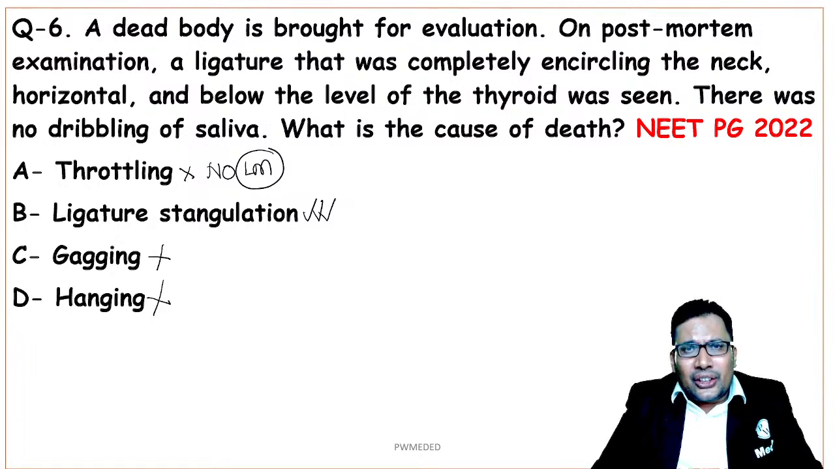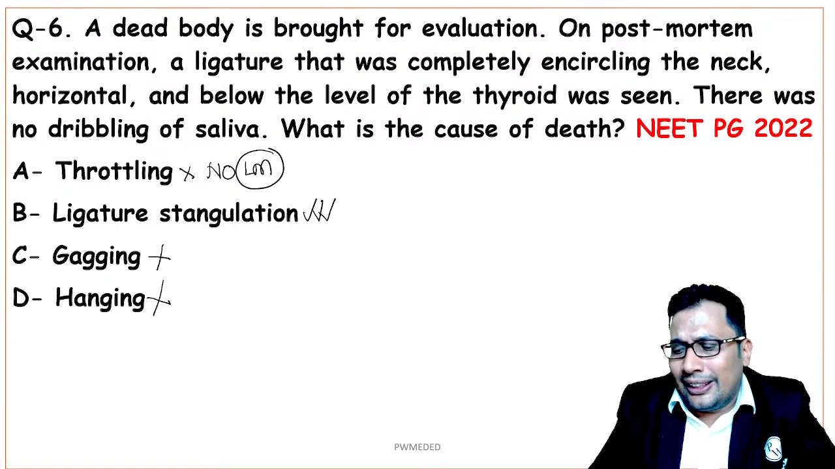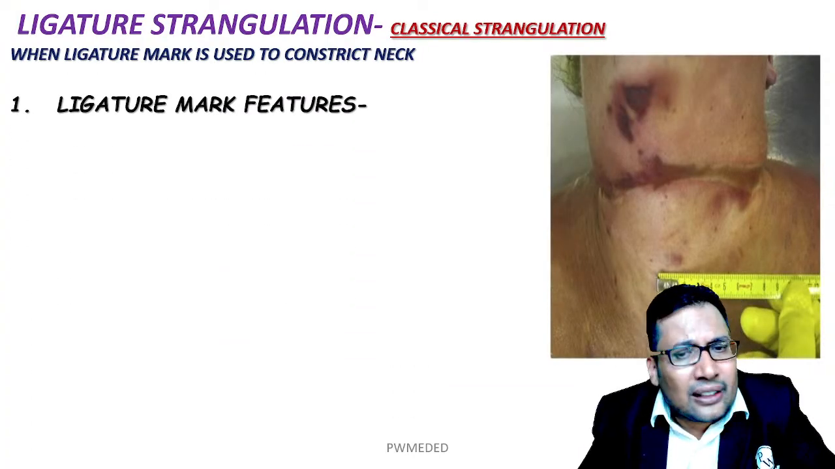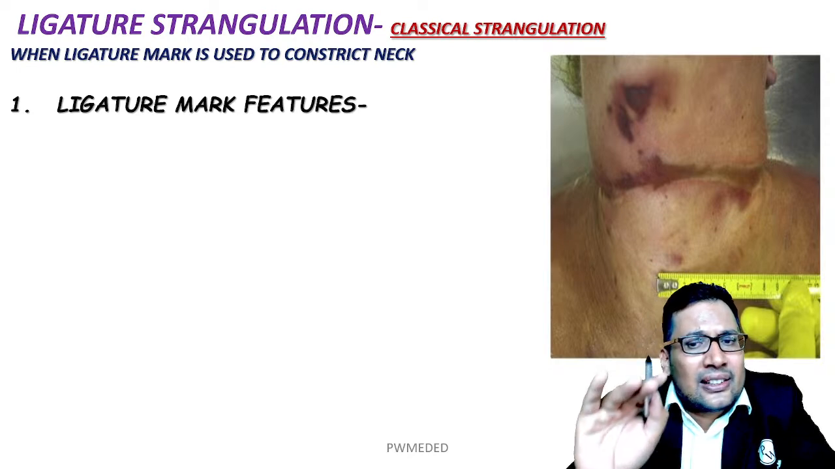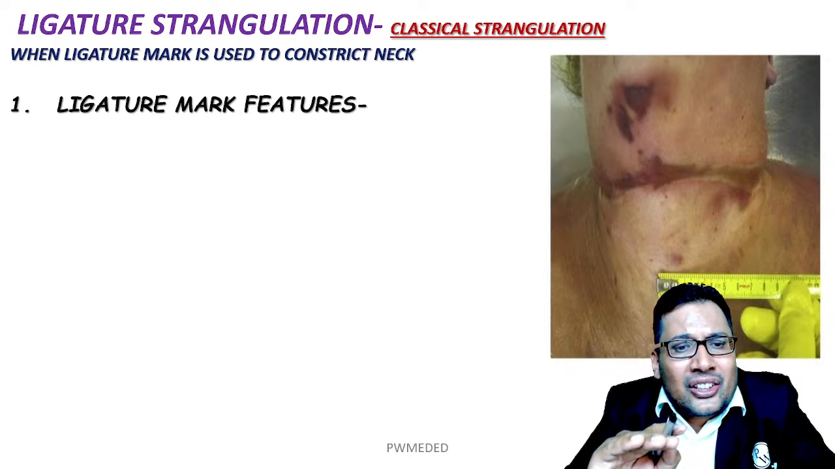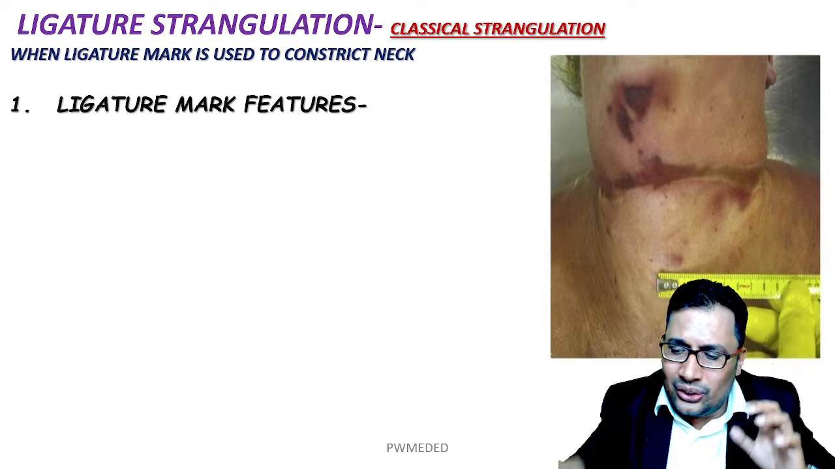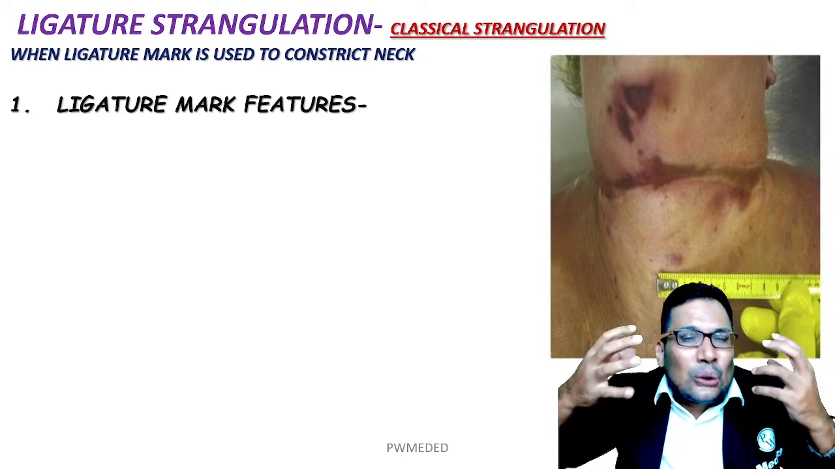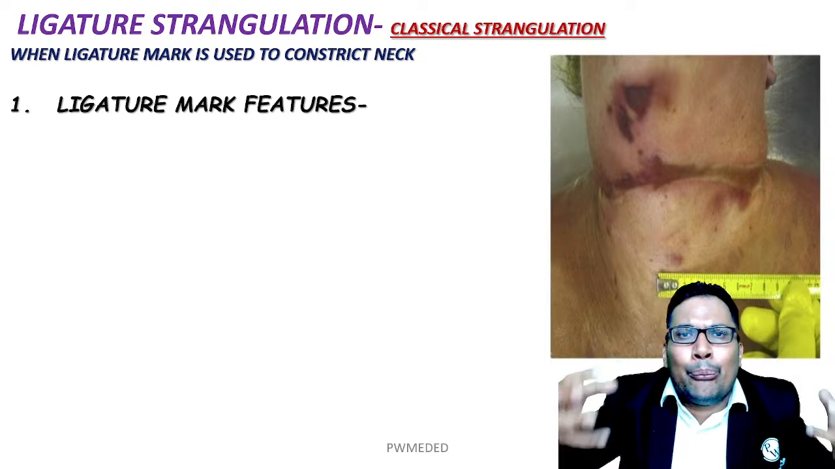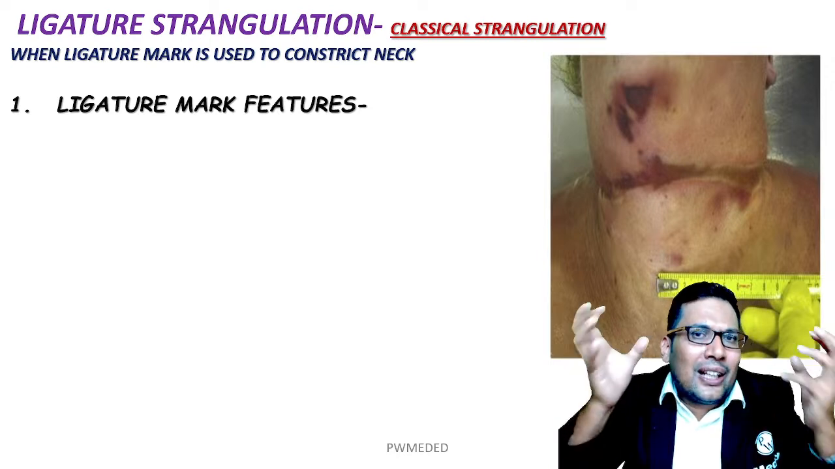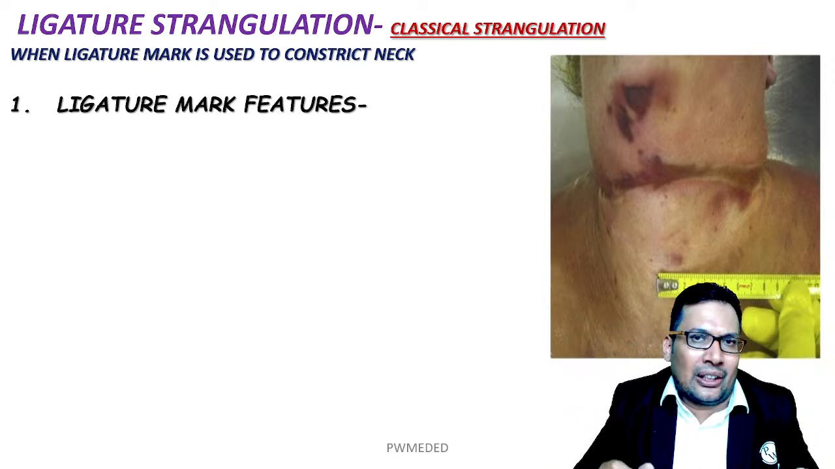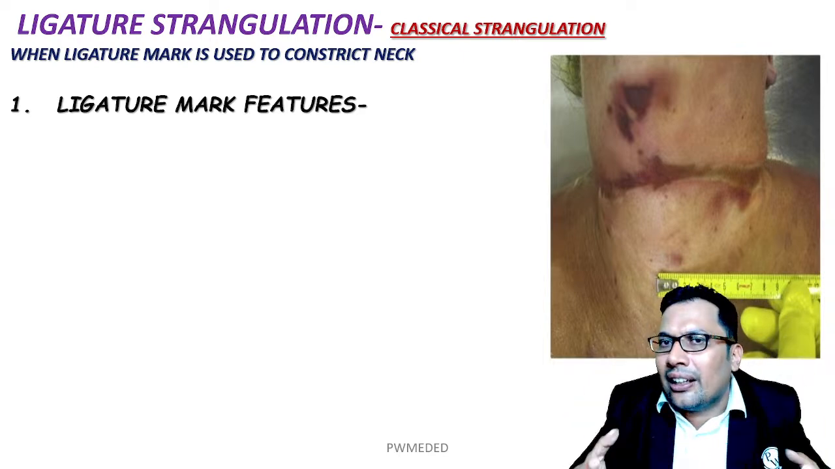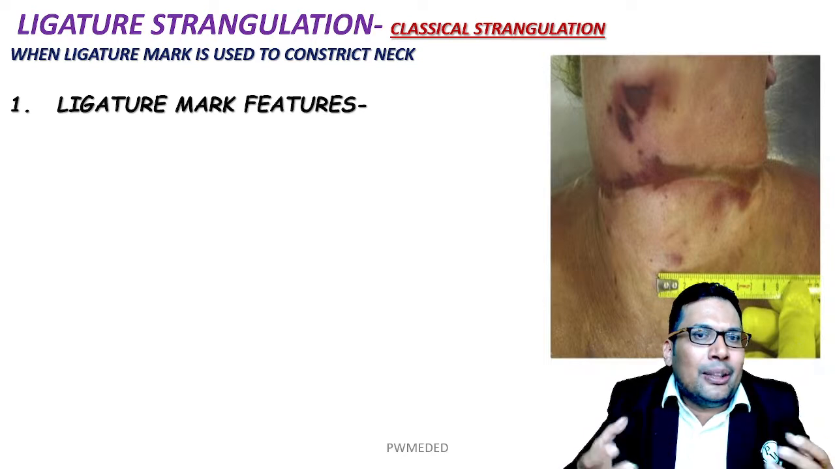Ligature strangulation is one of the very commonly asked topics in the exam. Let me discuss some important features of ligature strangulation. It is also known as classical strangulation. Ligature mark features: how does the ligature mark look? All of you concentrate. Hanging, ligature strangulation, throttling, drowning are all pure forensic medicine topics. Nowadays they are asking more questions from asphyxia, so whenever you are free, revise asphyxia and drowning in detail, as that can be asked in the upcoming NEET PG exam.